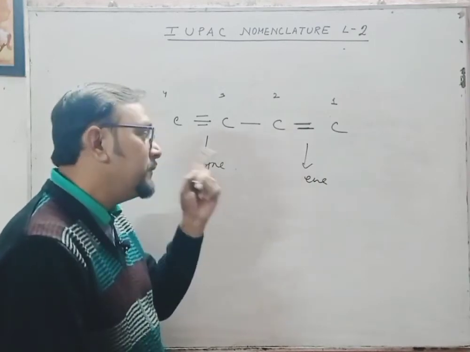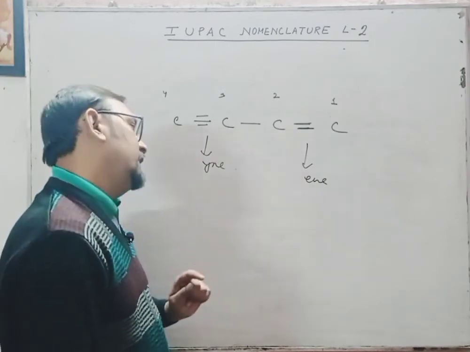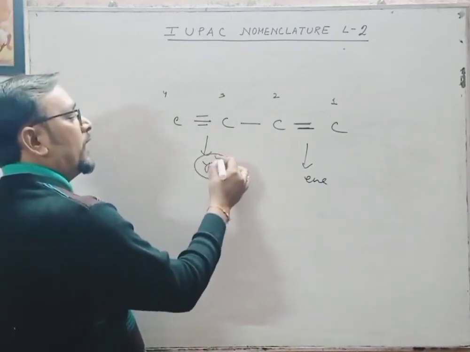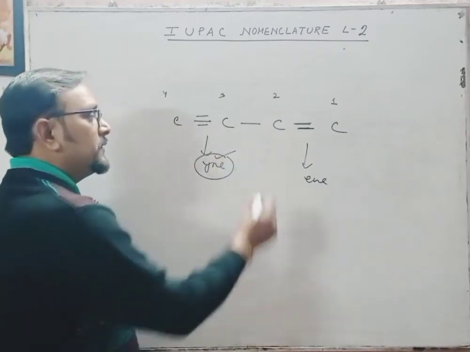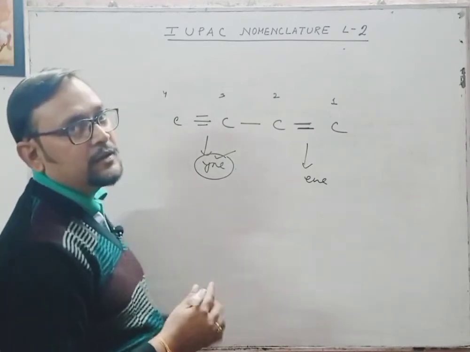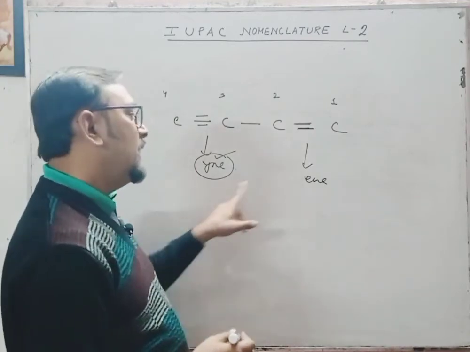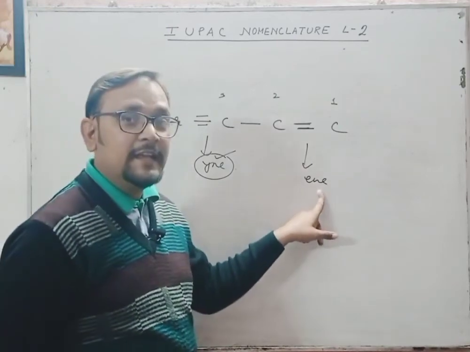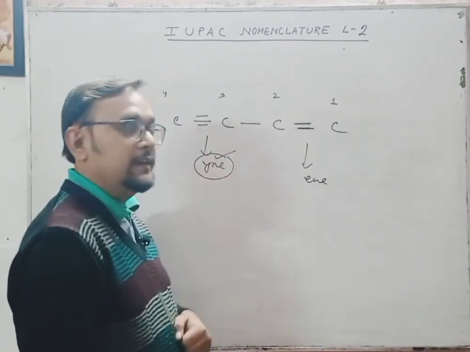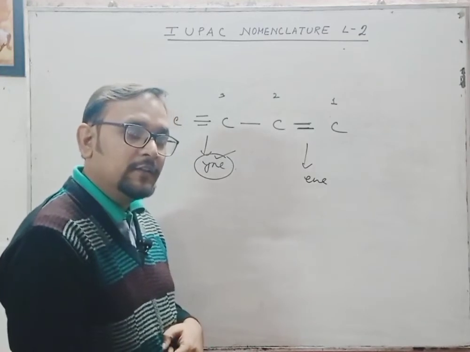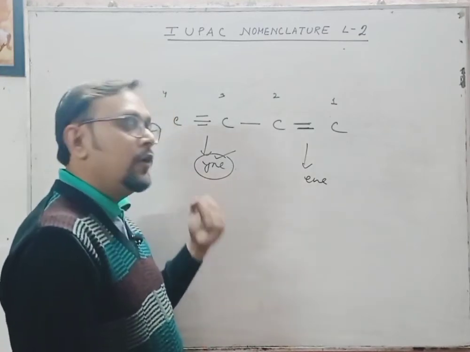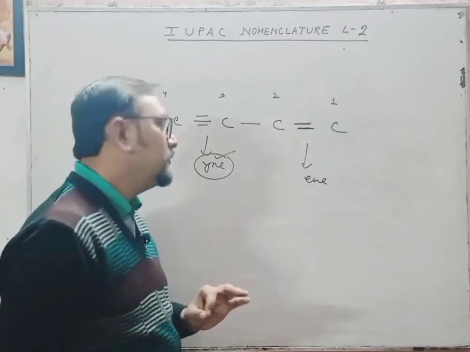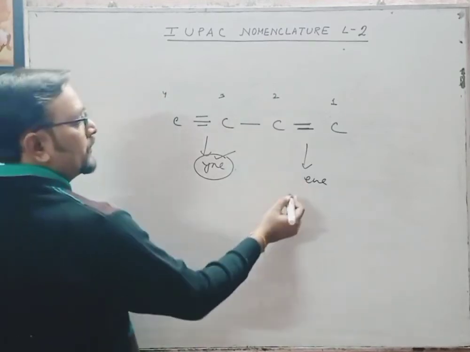Okay. In that case, let me tell you, always give preference to yne. If a double bond and triple bond are given, then we will give preference to yne, and this suffix ene will come before yne. Understood? This will come before yne. Clear to all of you? So what shall be the name?